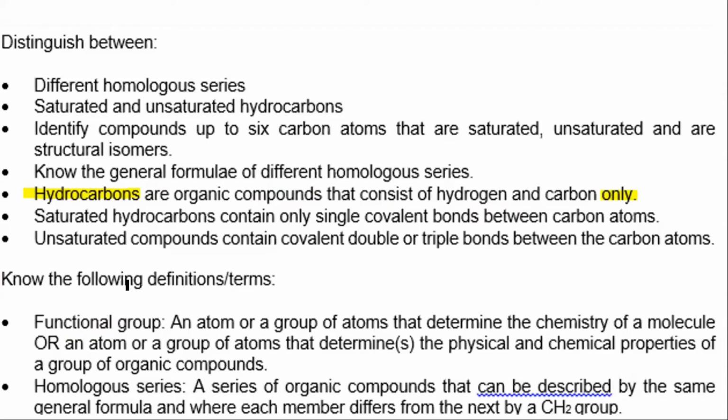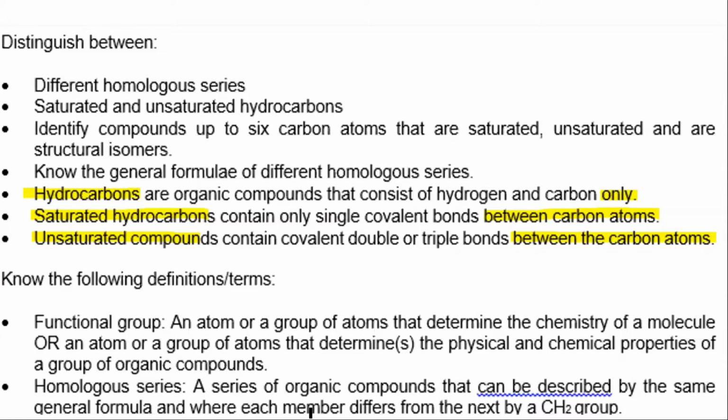Then in our hydrocarbons, we must be able to differentiate between saturated hydrocarbons as well as unsaturated hydrocarbons. So we have those that are saturated, and we say those contain only single covalent bonds between carbon atoms. And then we have unsaturated compounds, and they contain double or triple bonds between the carbon atoms. It's also going to be very critical because we will be emphasizing what we mean when we say they are unsaturated, and we'll look at the structures to really see what we mean when we say they are unsaturated.